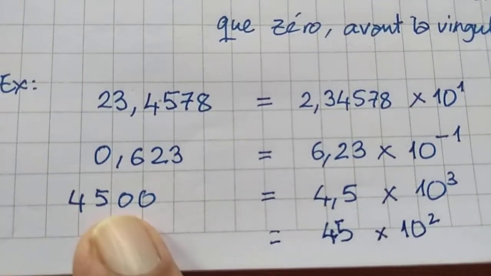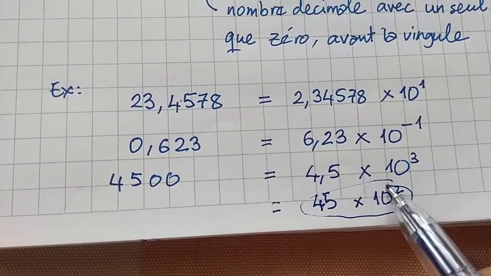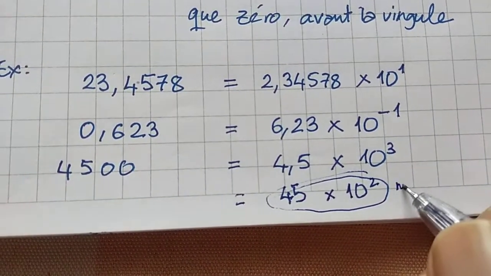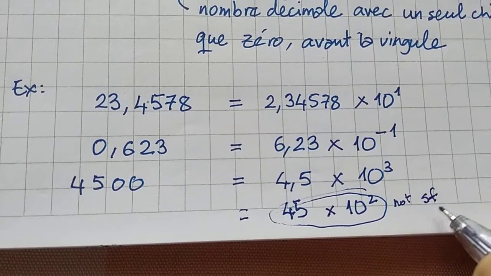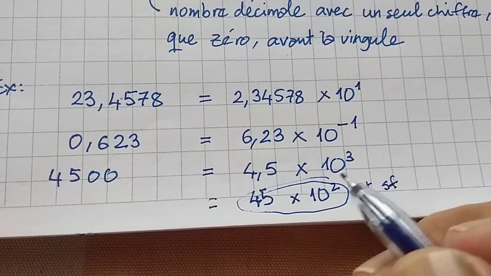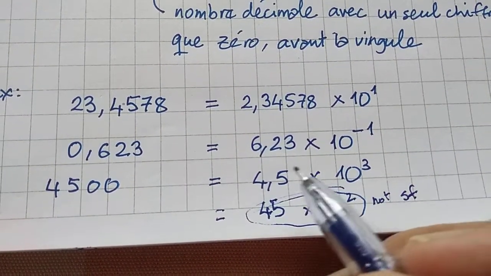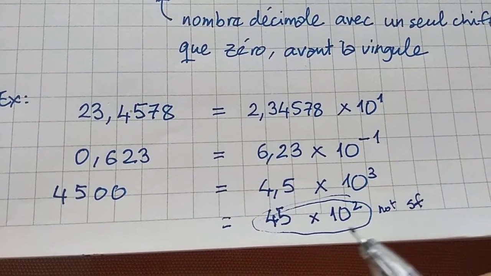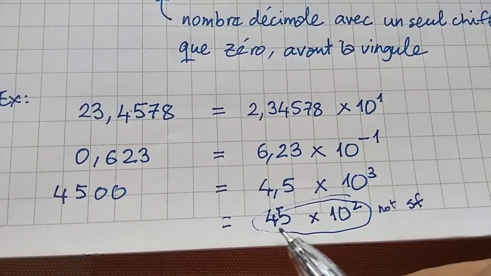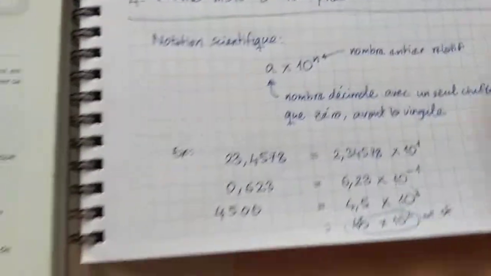45 into 100 is 4500, but this is not scientific notation. I can't write and hold the pen at the same time and hold down the paper with my same hand. So this is the only way to write this number in scientific notation. Why is this not scientific notation? Because there are 2 digits here before the decimal. So you can only have 1 digit, that is 4.5. We'll take another couple of examples.